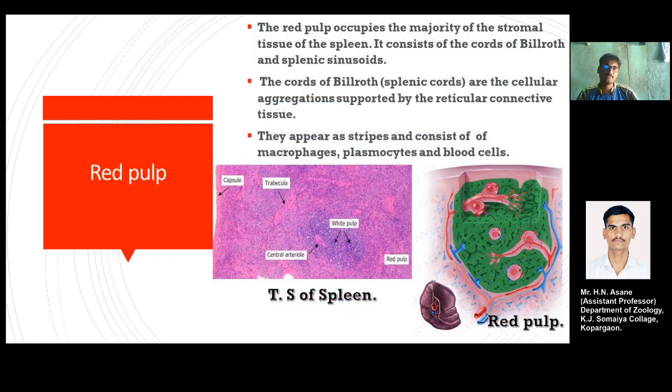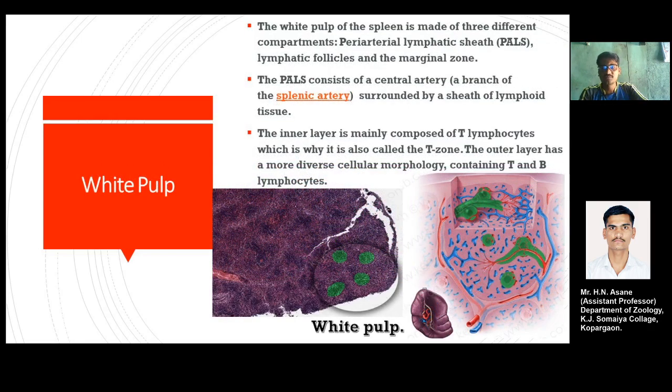So the red pulp, you will see the TS of spleen here, and on the TS of spleen, all the red surface is nothing but the red pulp, which is highlighted in green color over here. You will see in this picture that all the structure other than the green and blue, that pinkish red, is nothing but the structure of the red pulp.